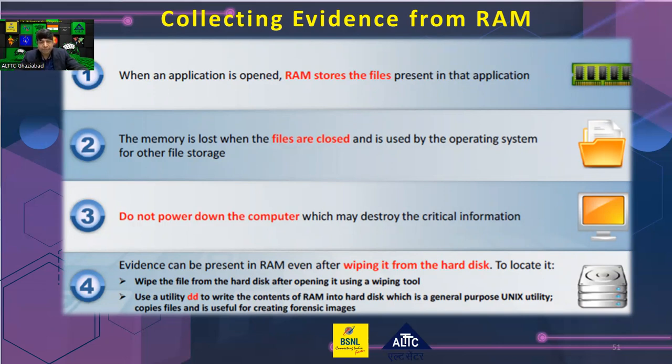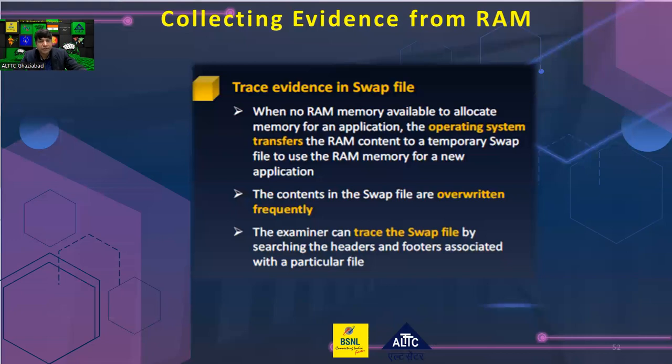To locate it, wipe the file from the hard disk after opening it using a wiping tool. Use a utility like dd to write the content of RAM into hard drives, which is a general purpose Unix utility for copying and is useful for creating a forensic image. So RAM is a very important part, and all files and folders are very important.